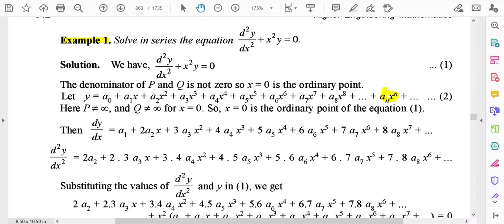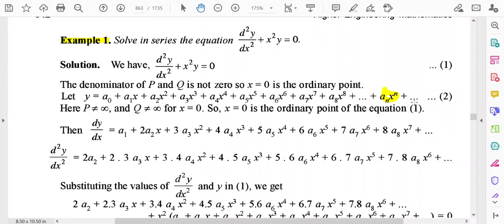So the first step is to assume y is equal to a0 plus a1 x plus a2 x square. That is, we have to express y in a power series format, which was described in the working rule. And we have already said that p and q are not infinity at x equal to 0, and x equal to 0 is an ordinary point. The next step is to calculate dy by dx and d square y by dx square. But we have to note that here the nth term will be, for example, 7 a7 x to the power 6, 8 a8 x to the power 7. So the nth term will be n a_n x to the power n minus 1.